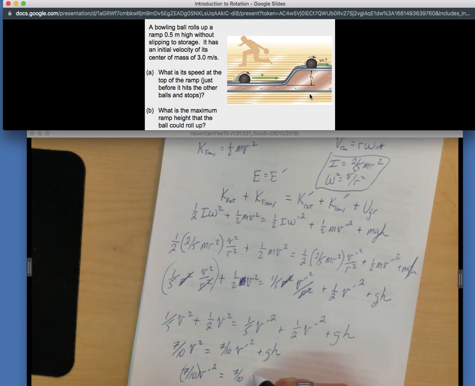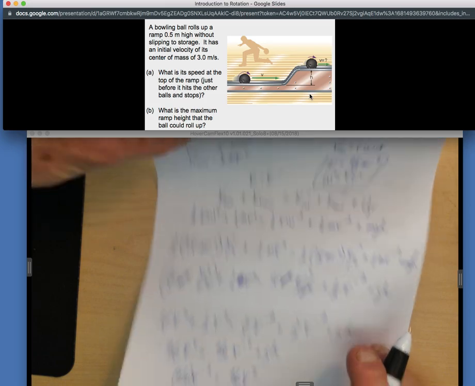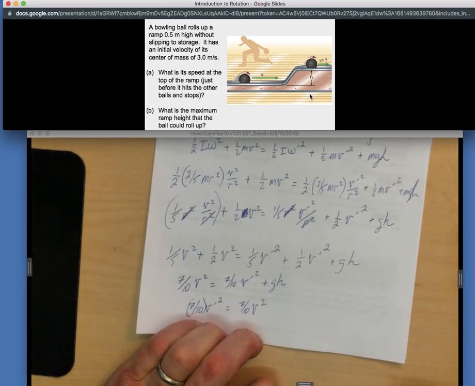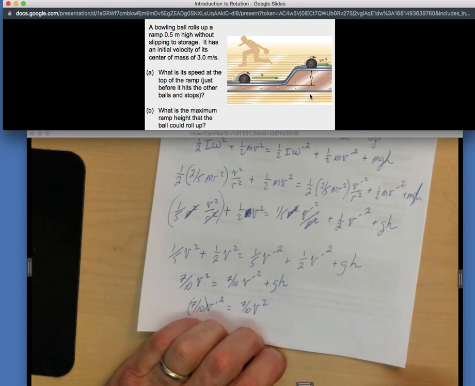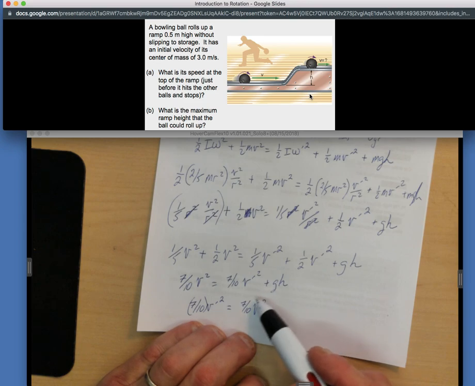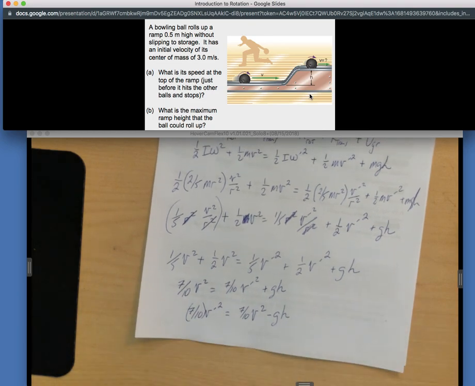7/10 v squared. Am I still on the paper here? Yeah. Let me move this so you can see it well. 7/10 v squared. I've lost my place here. So I just subtracted that over. So 7/10 v squared minus g times h. Okay.